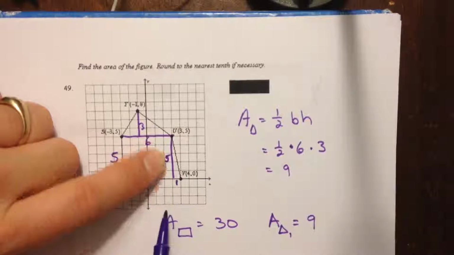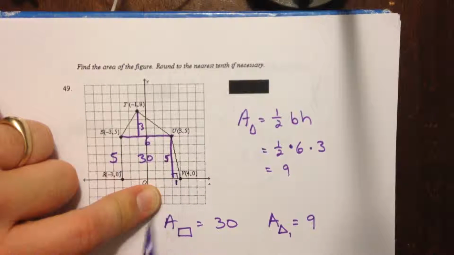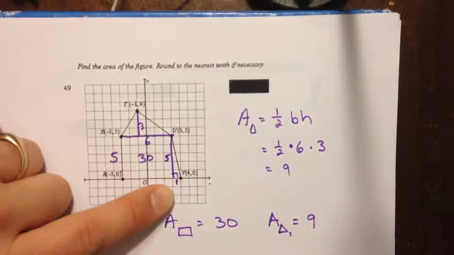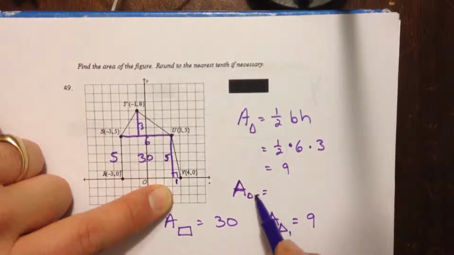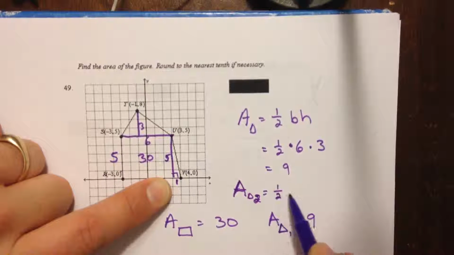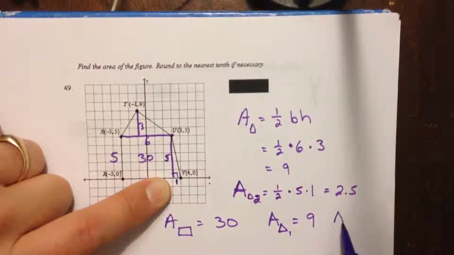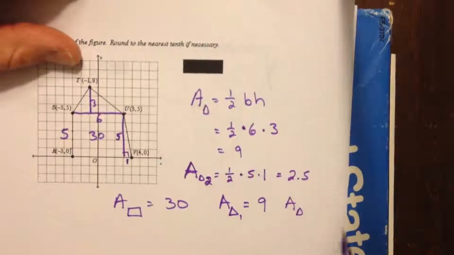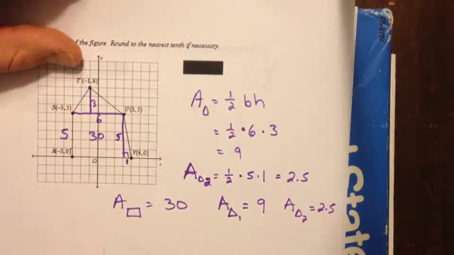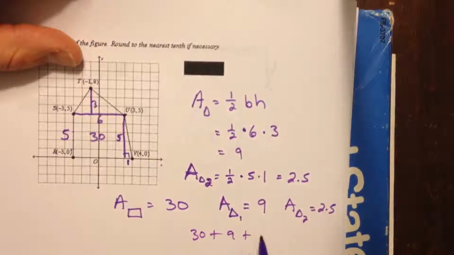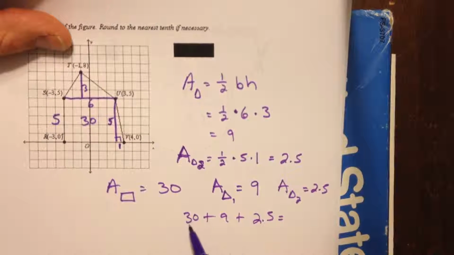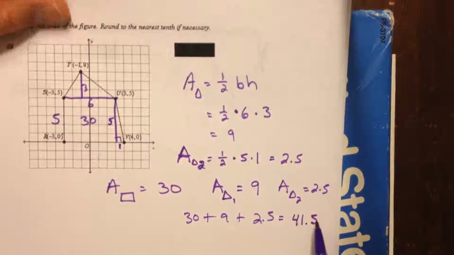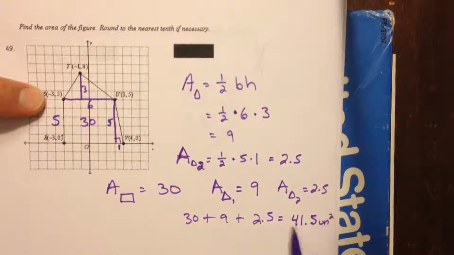It has a height of 5, has a base of 1. It's a right triangle, so the height is on the outside and the base is there. So we have to do the area of the second triangle, 1/2 times 5 times 1. So half of 5 is 2.5 times 1 is 2.5. So the second triangle is 2.5. Add them all up. 30 plus 9 plus 2.5. That's 11.5 plus 30 is 41.5. And it doesn't give me units, so just square units.